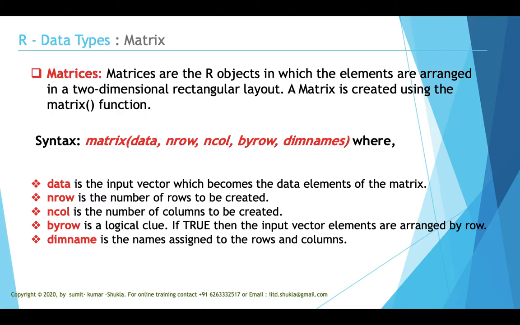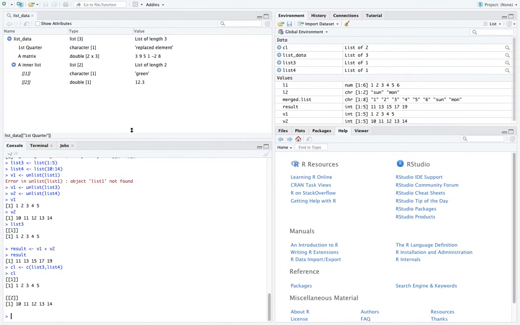We'll do a simple program and understand how it works. Basically, matrices are R objects with elements. We use matrices containing numeric elements for mathematical calculations. So let's do a simple program and understand it. Let's go to our RStudio.